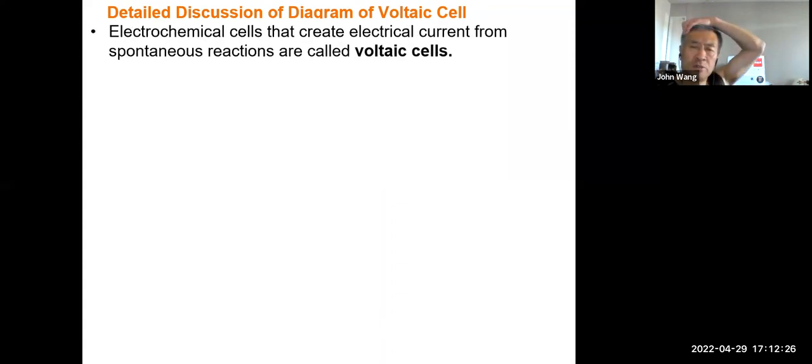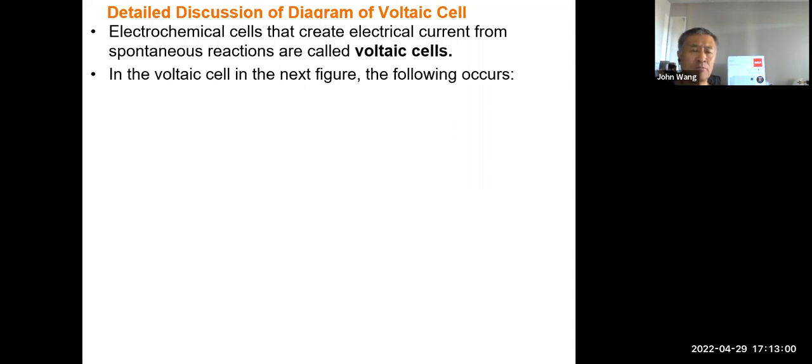Then we can use those spontaneous redox reactions to make a battery called the voltaic cell. The electrochemical cell that creates electrical current from a spontaneous reaction is called a voltaic cell, or galvanic cell. This is named after some scientists, Volta and Galvani. About 400 years ago, those Italian scientists discovered electricity from the muscle of a frog.